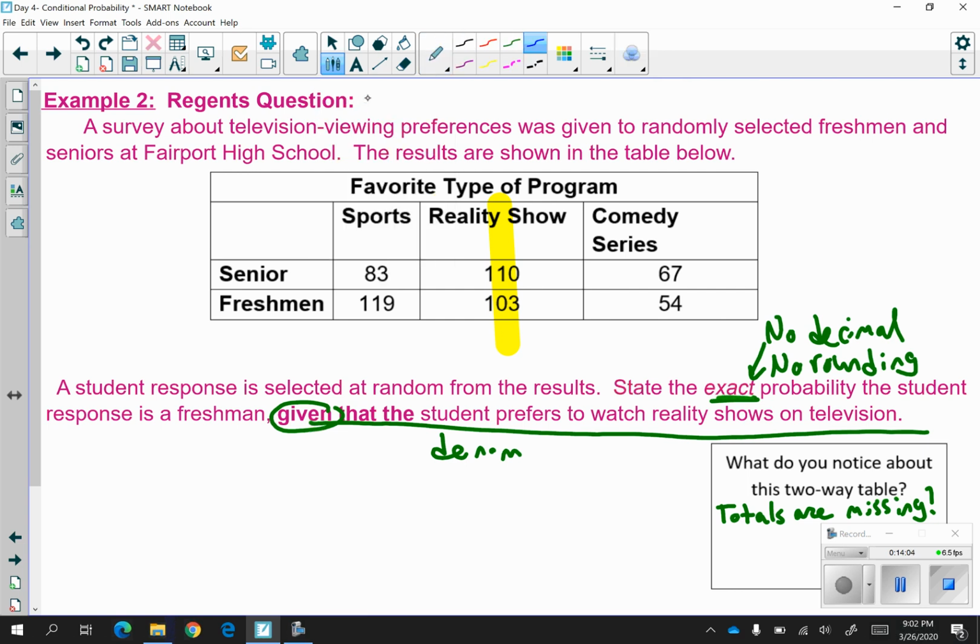Now, if there's 110 seniors and 103 freshmen, that means the total is 213. Of those 213, only 103 of them are freshmen.